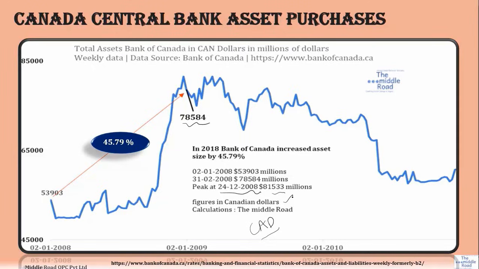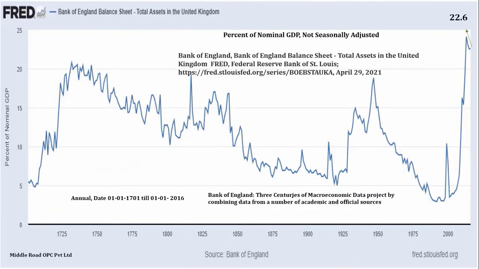So this gives you a very good idea of how the balance sheets move over a period of time. This is another graph which I use. It's the total asset size as a percentage of nominal GDP for the United Kingdom. It's the Bank of England. This is another very prestigious bank and also one of the oldest central banks in the world. Very good database. You could go back 3 centuries. They've taken out macroeconomic data, and I think this is a fabulous achievement on the part of the Bank of England.